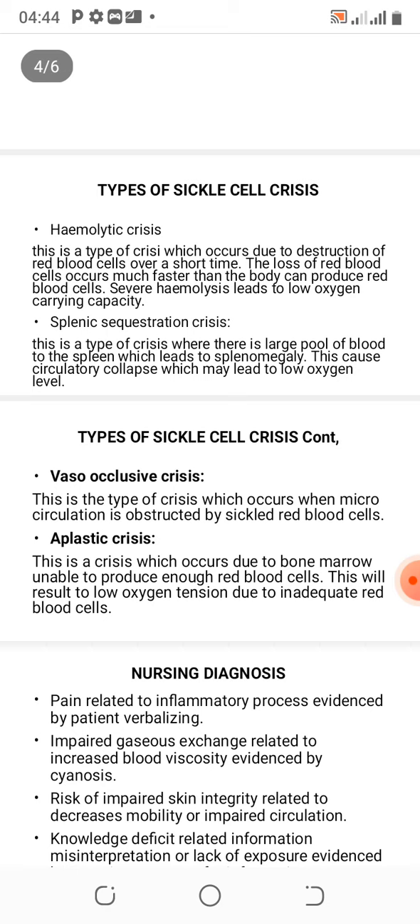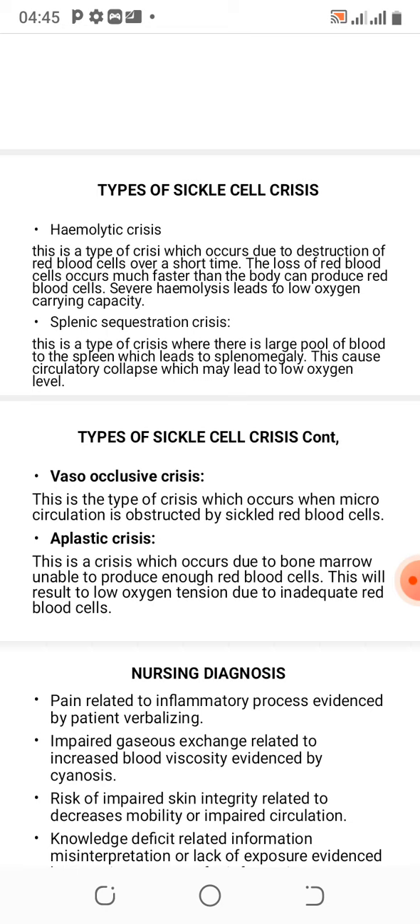The third one is vaso-occlusive crisis. This is a type of crisis which occurs when microcirculation is obstructed by sickled red blood cells. So the smaller blood vessels will be occluded by the sickled red blood cells. The patient will be experiencing pain due to the occlusion, and there will also be low oxygen carrying capacity of the blood due to the occlusion and the high viscosity of blood.